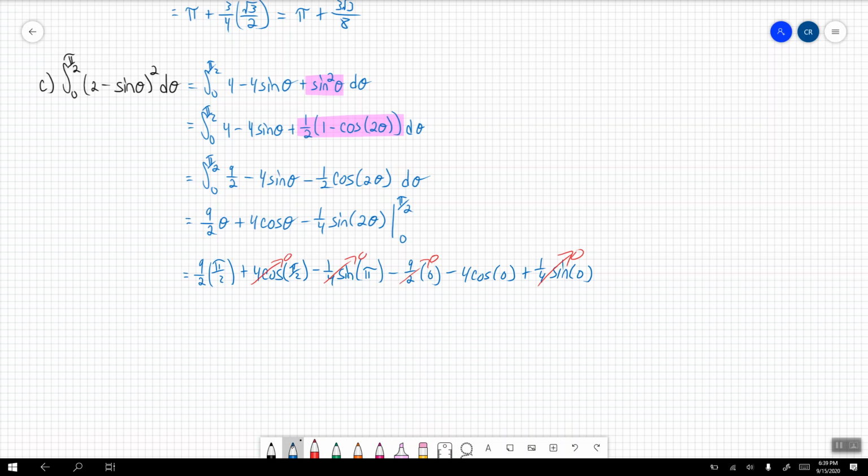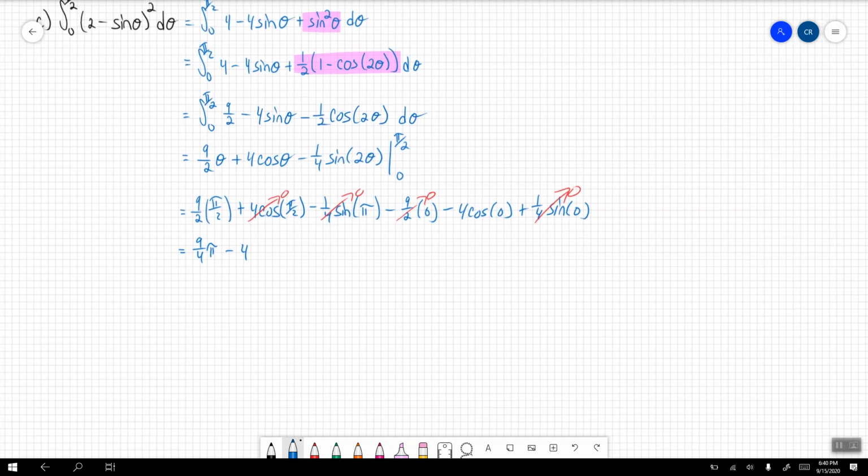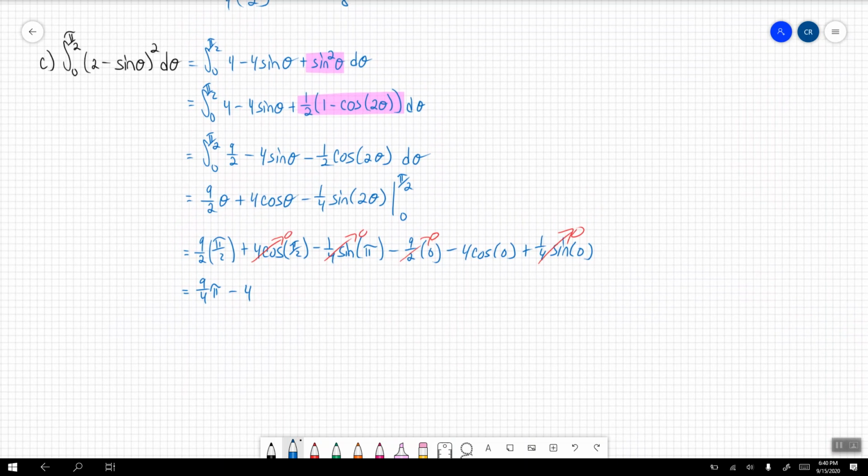So there are a lot of terms that cancel here, and we're then left with 9/4 pi minus 4 as our final answer. There you are. Pretty good. Okay, so again, integrals like this we should be able to do, and my expectation is that you should be able to do these either on a quiz, exam, or on a homework.